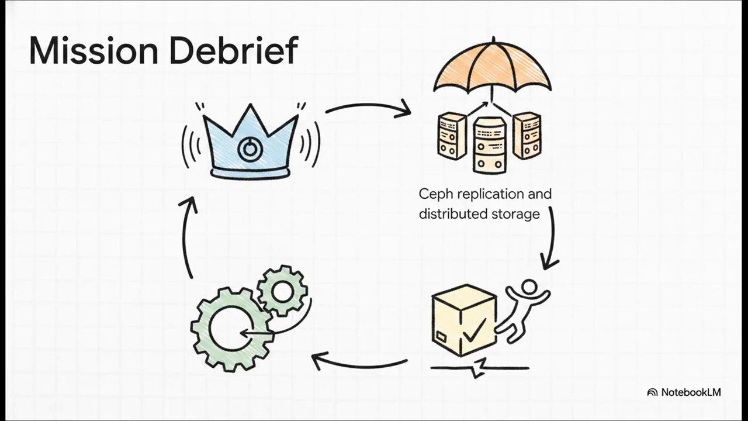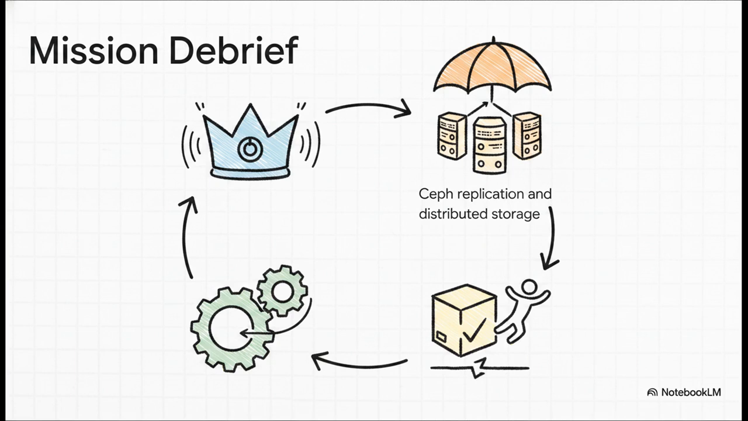So, just to recap our mission for today, we learned that Kubernetes orchestrates, but it definitely doesn't store. We saw how CSI acts as that vital universal translator. We watched how persistent volumes allow our data to effortlessly survive a complete container crash. And finally, we saw how distributed storage, like Ceph, makes sure that even a physical hardware failure doesn't mean we lose our data.